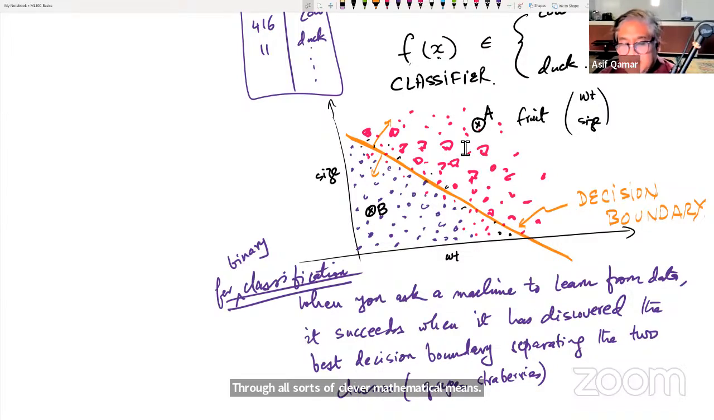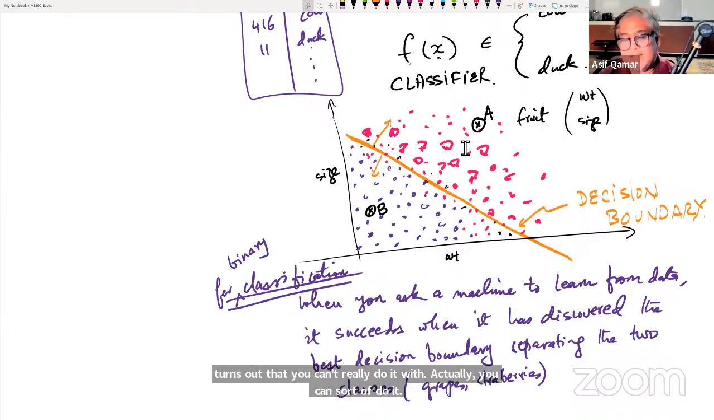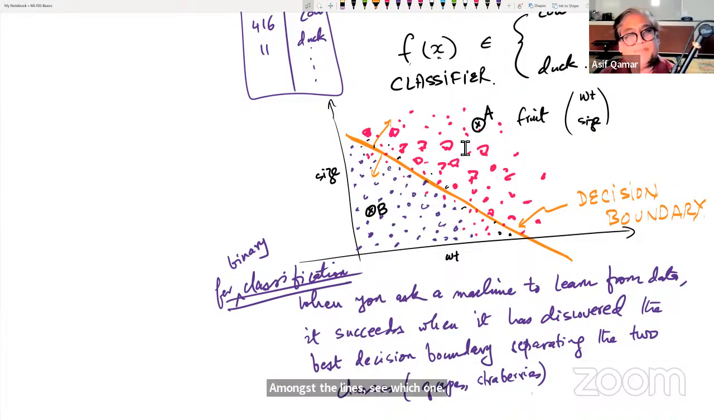Now, you may say, well, I color myself unimpressed. Why can't we do this simply by programming? Right? So it turns out that you can't really do it well. Actually, you can sort of do it. What you can do is you can draw lots and lots of lines, and then amongst the lines, see which one gives you the best classification. That's a trial and error method.